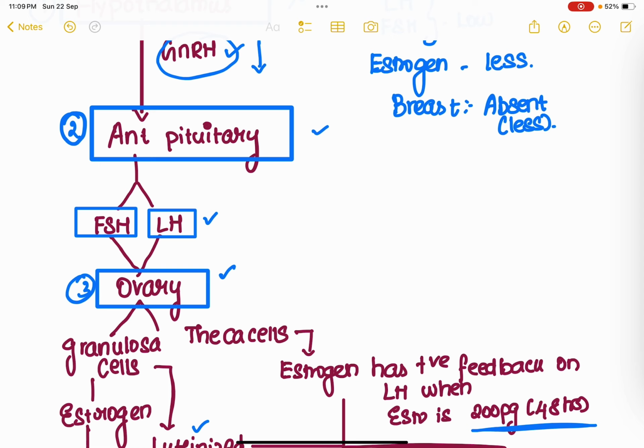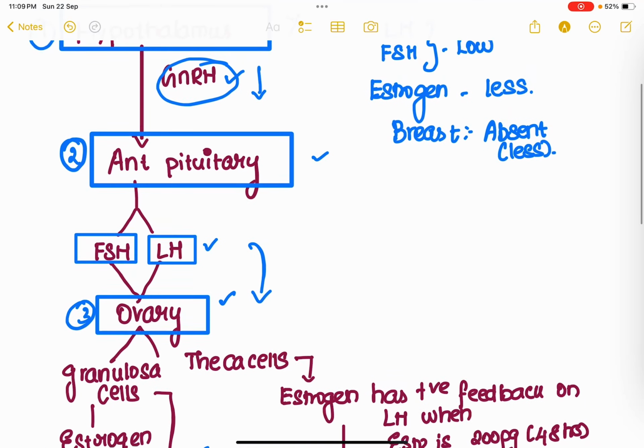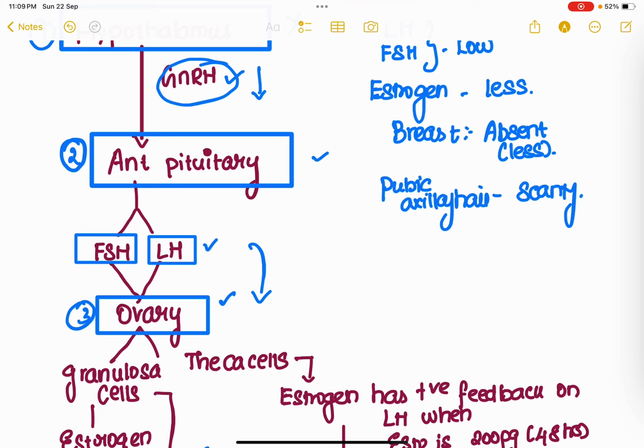Is that clear? Yes. So here, when the FSH and LH never act on the ovary, it will never release estrogen, it will never release progesterone, and it will never release androgen as well. Is that clear? It is not going to release androgen also. So because of that reason, the pubic and axillary hair development is going to be very scanty. So only scanty pubic and axillary hair is going to be present.